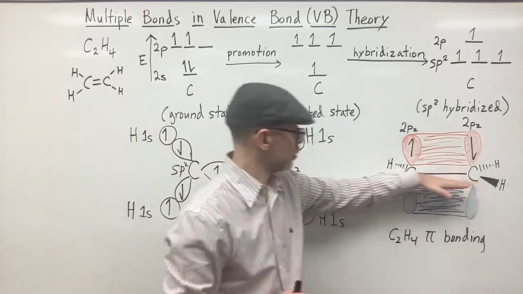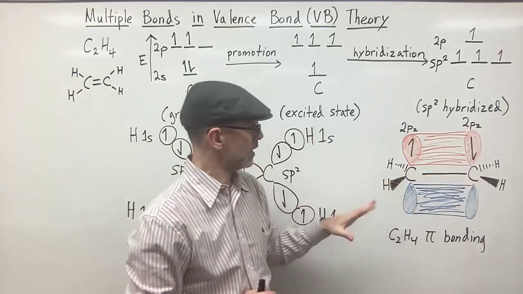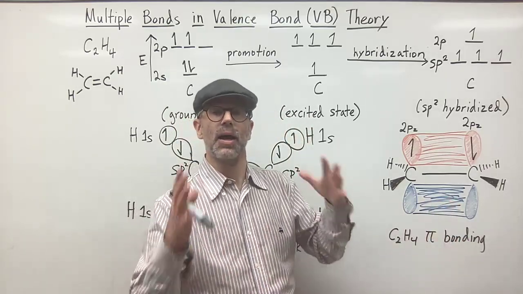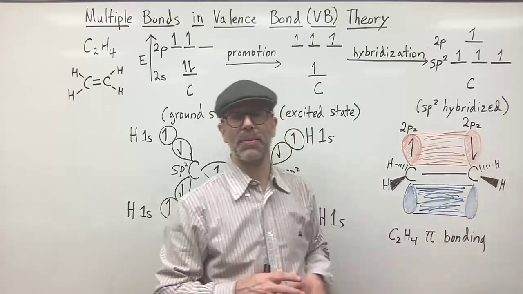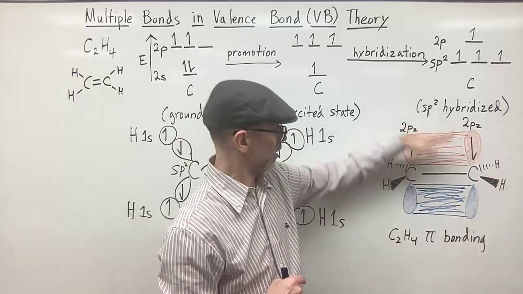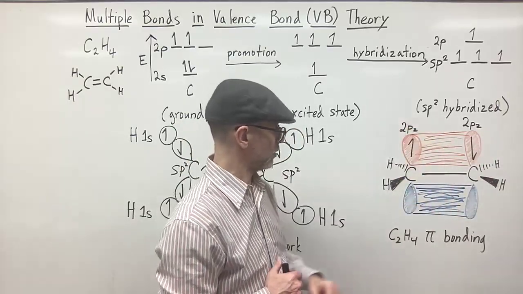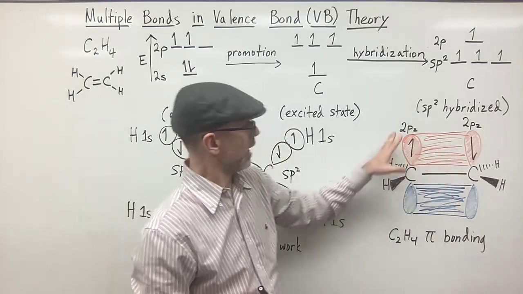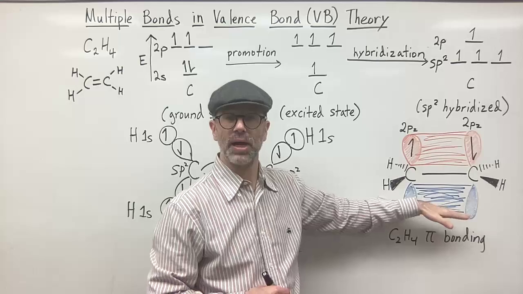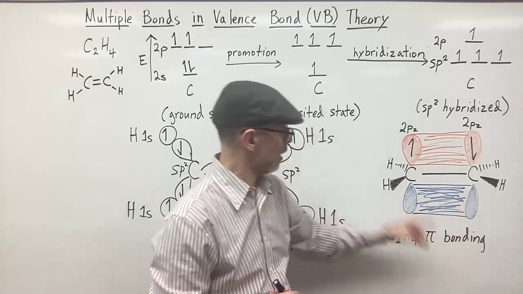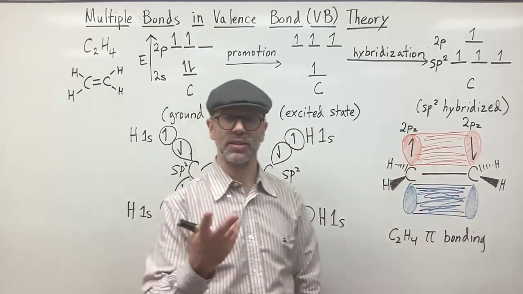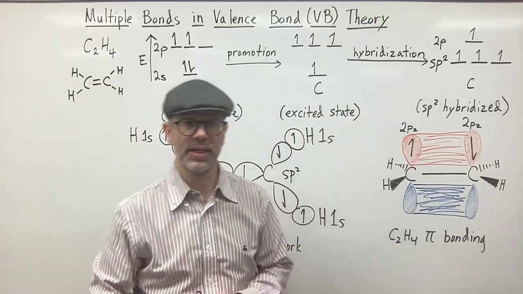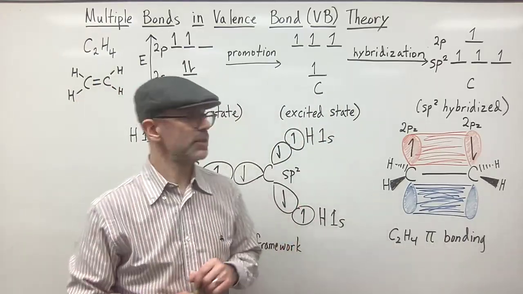So sigma bonds are along the internuclear axis. The pi bonds are going to be formed by the overlap of unhybridized p orbitals outside the internuclear axis. And so you can see here with the sigma bond, we have one bond, and then we have the second bond here called the pi bond. So we have one pi bond and we have one sigma bond. That's a double bond, and that fits the Lewis dot structure, which also fits the experimental evidence.